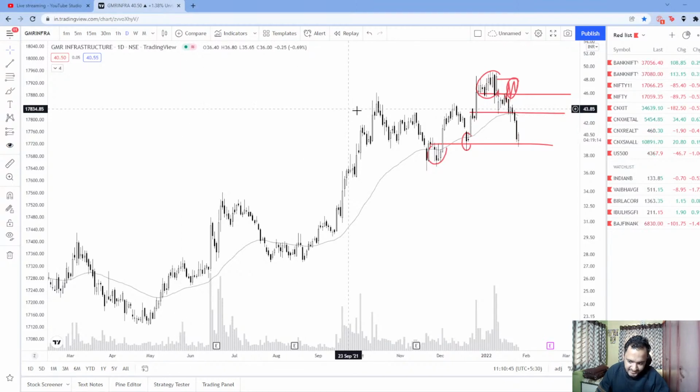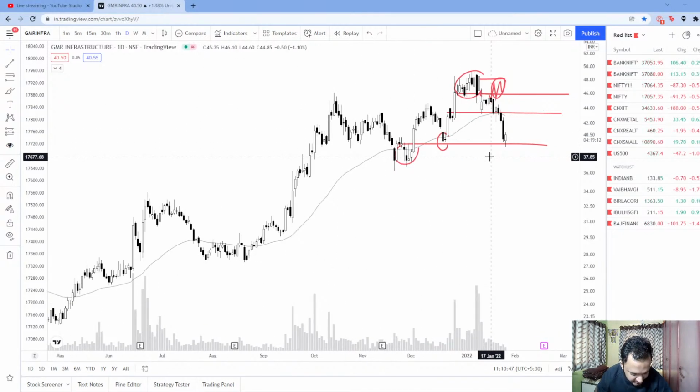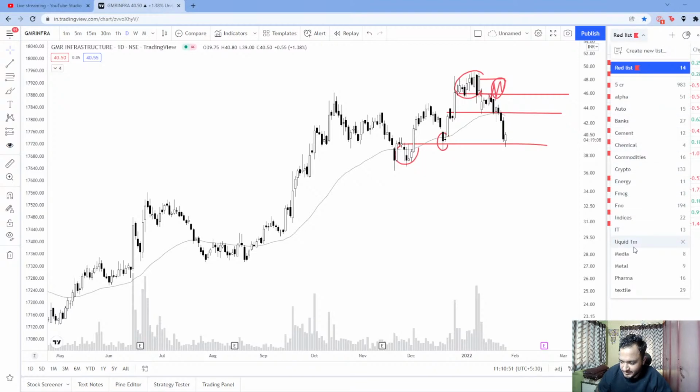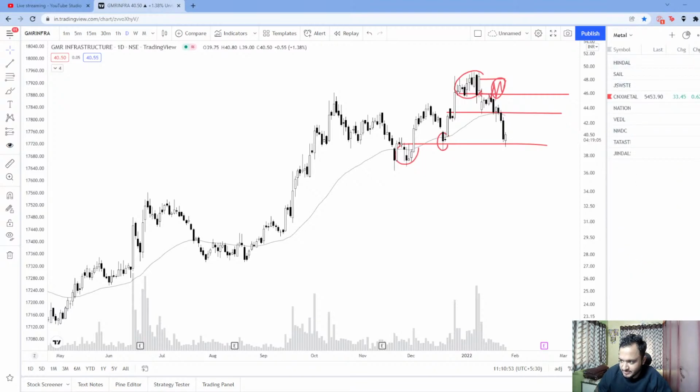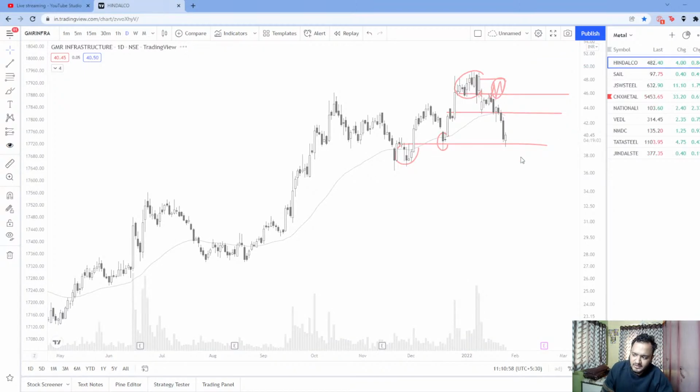Tata Steel, nothing in Tata Steel. Tata Steel is the weakest metal stock. We have discussed this multiple times, guys. Come on. Tata Steel is one of the weakest metal stocks. Stocks like National Aluminium are much stronger than Tata Steel, even though everything fell down by 6-7% yesterday. But still, it's strong.